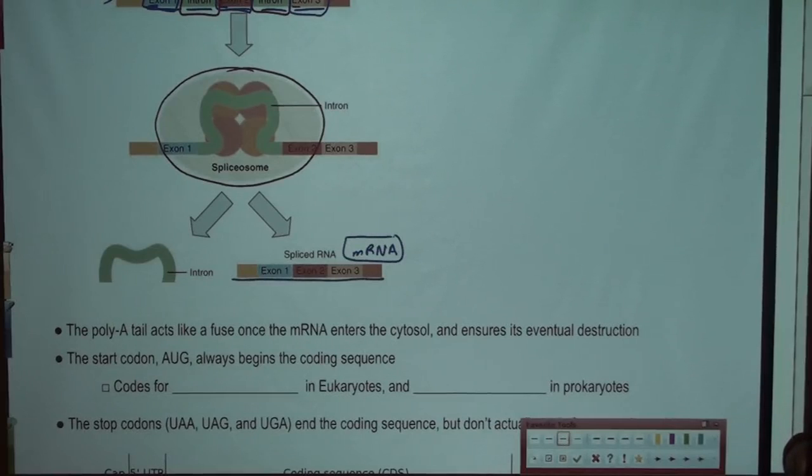But remember, eukaryotes are monocistronic, so maybe we don't put all the exons together. Maybe instead we decide to put them in different orders. Maybe we do 1, 2, 3, or 1, 3, 2, or 2, 1, 3. We can do different combinations to make different types of polypeptide chains, each having a different function.